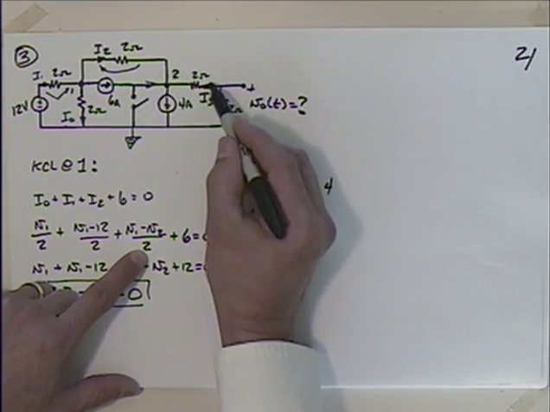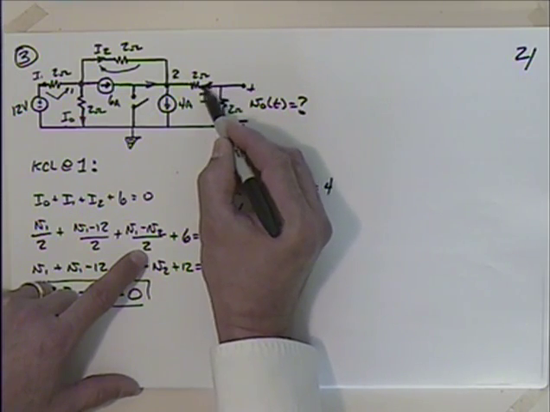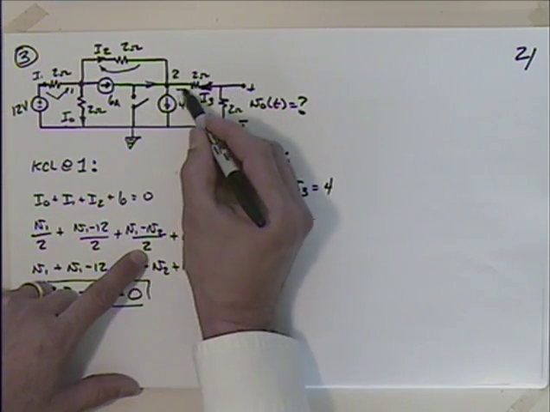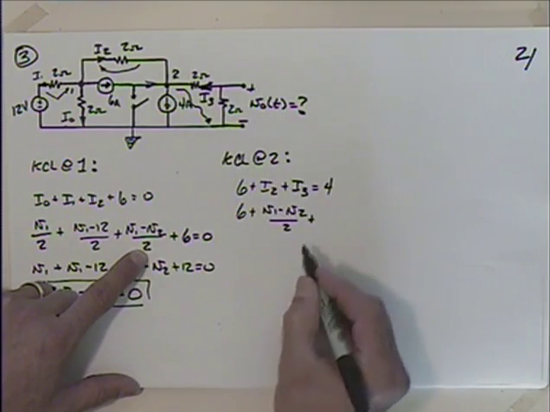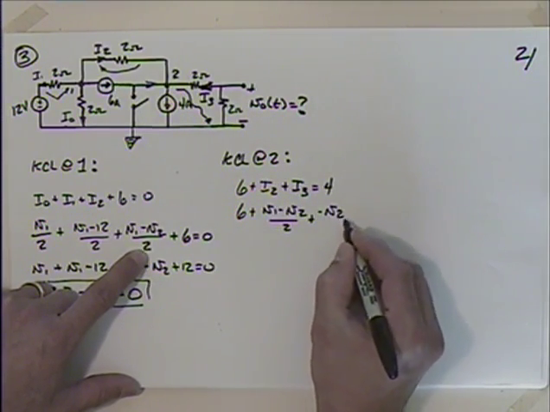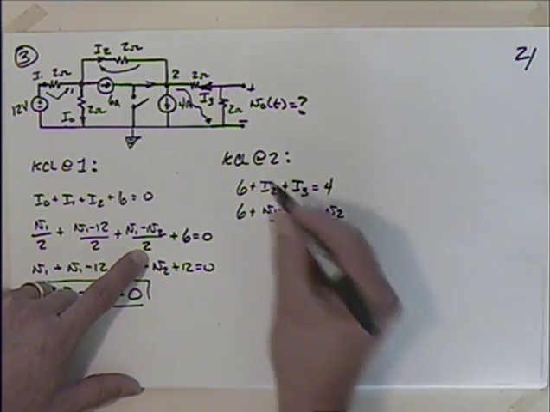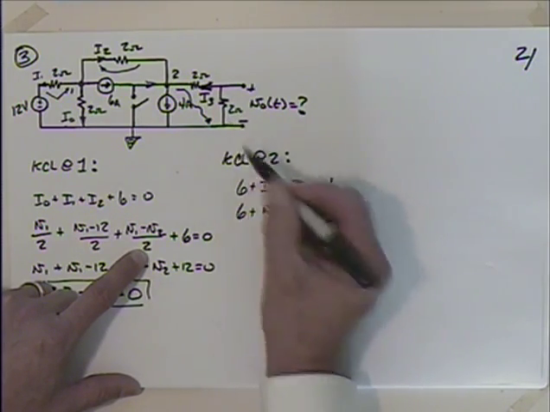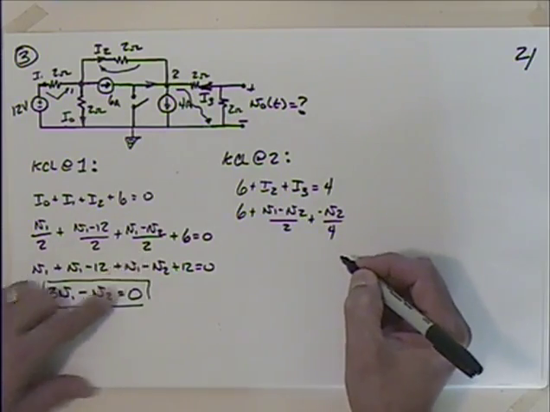Now I have to be careful with this one. I3 is going that way. So I need to find the voltage opposite that, which is going to be minus V2, isn't it? Minus V2 divided by, if I combine these resistors, I will have 4.